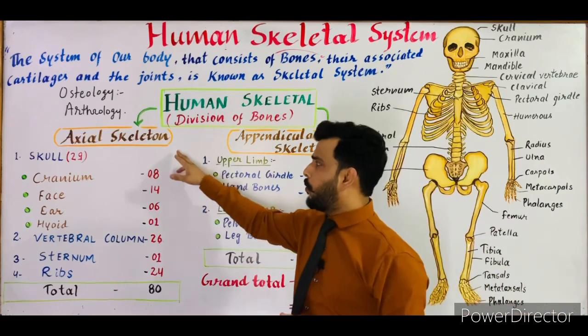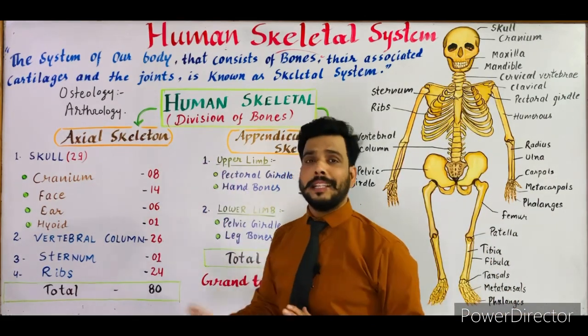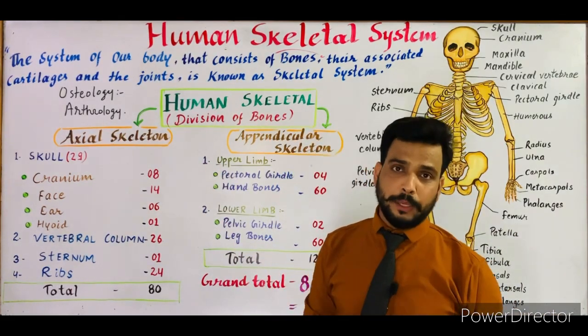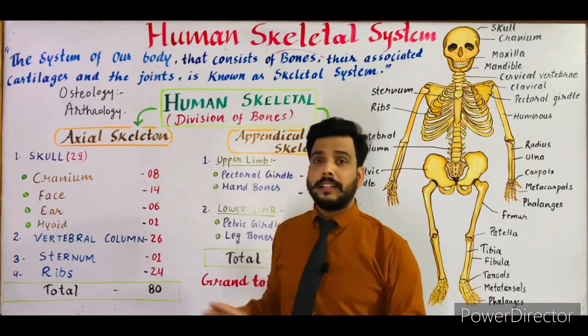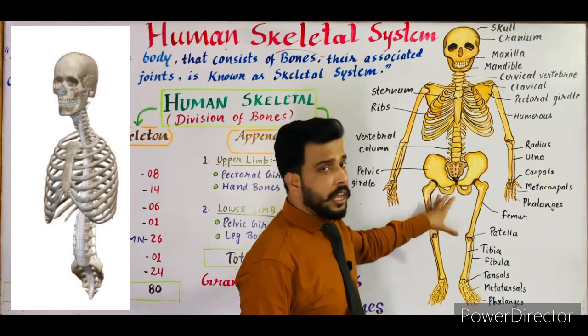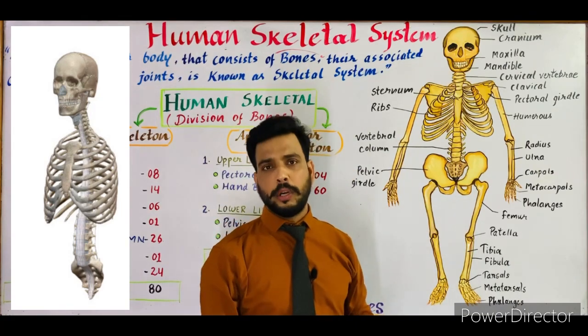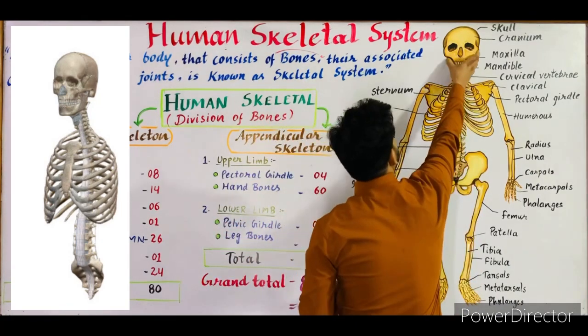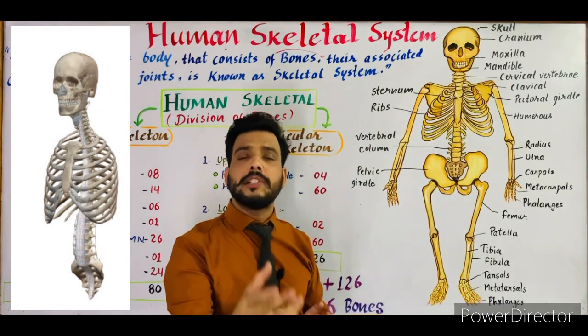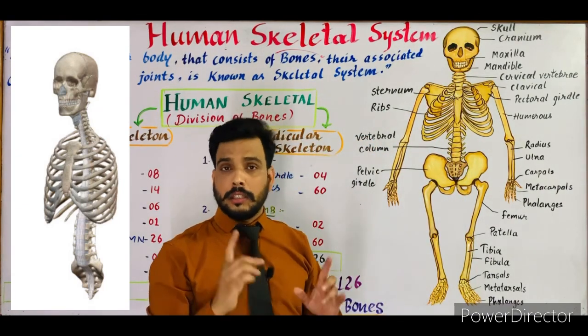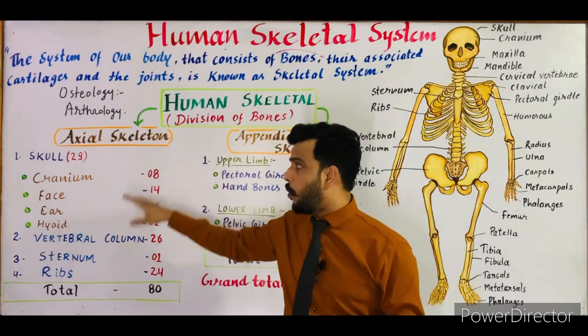So first of all, we will discuss the axial skeleton that consists of 80 bones. Now where are these 80 bones? So axial skeleton means what? The part of the skeleton which forms the axis of our body. As you can see in the center, this part forms the axis of the skeleton, hence it is termed the axial skeleton. The axial skeleton consists of four major parts.